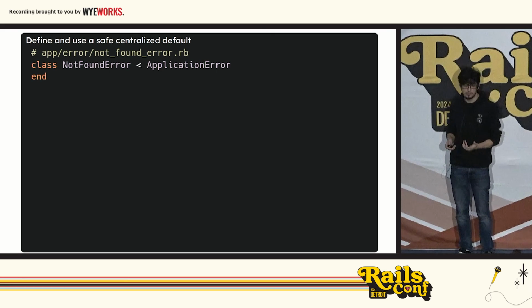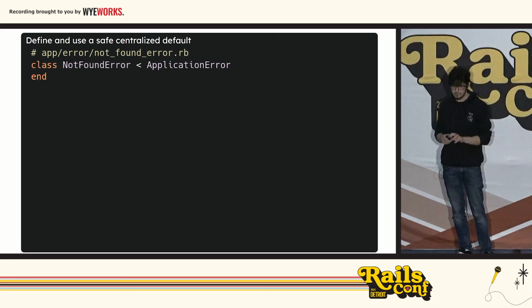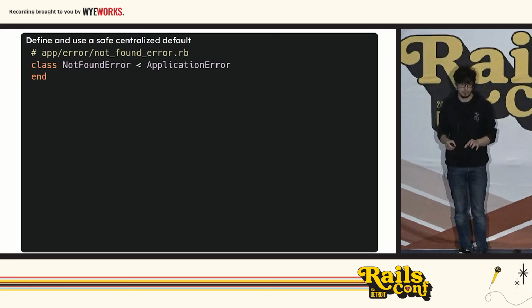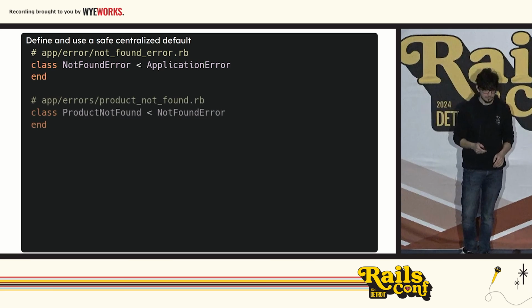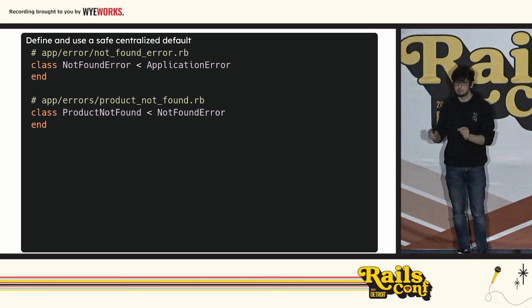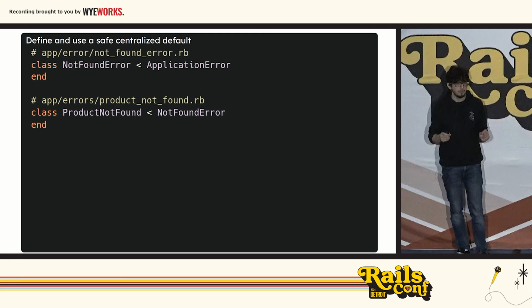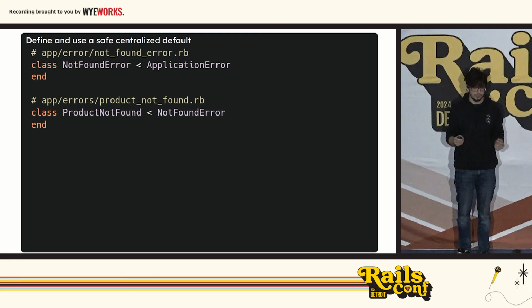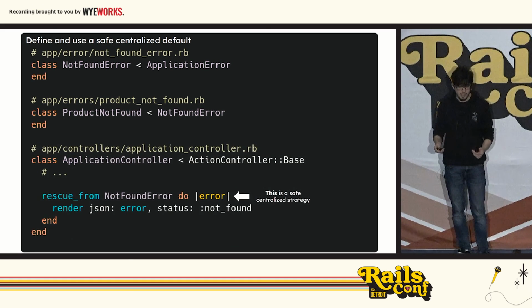What we can do is create some other subclasses of this application error, for example, a not found error. If I have some specific error scenarios that should be made explicit in some of my use cases, like product not found, I can extend from this not found error, and now we can use this not found error as a safe default.